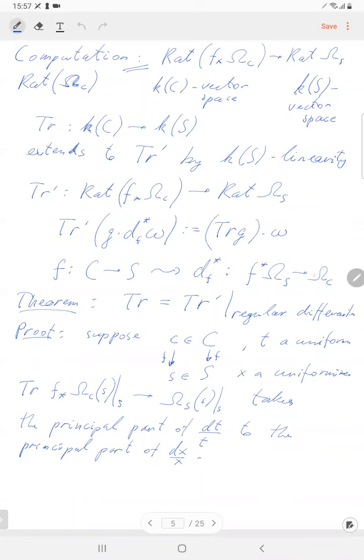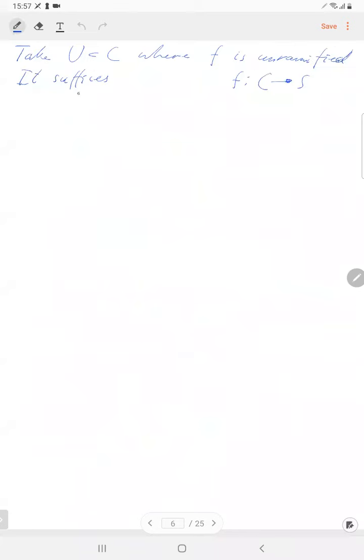Why does it follow? Just because it's a coherent sheaf. A coherent torsion sheaf. So this cokernel is a torsion coherent sheaf, so it must have a finite support. U is C minus the support of the quotient omega C over df star omega S.